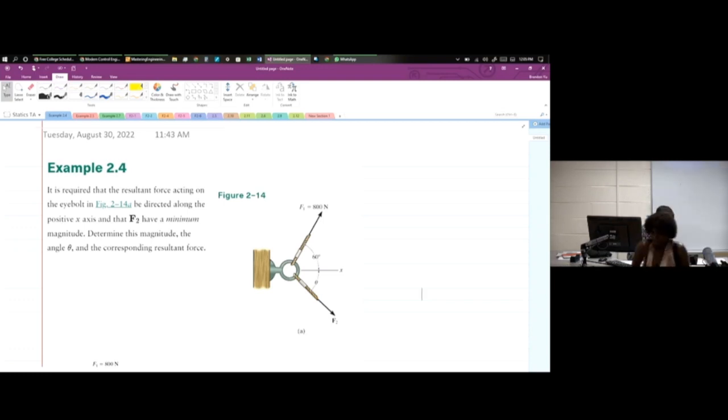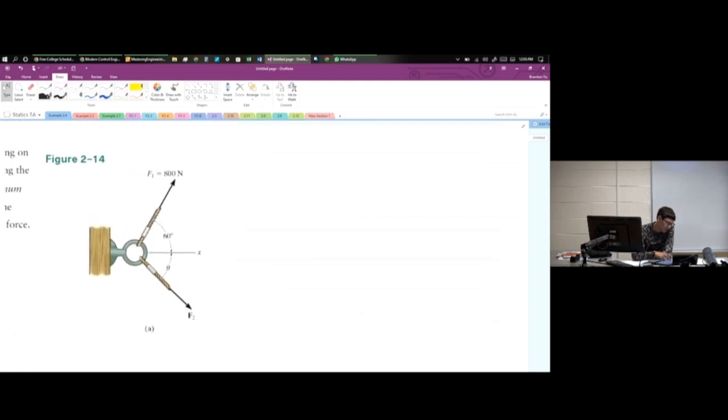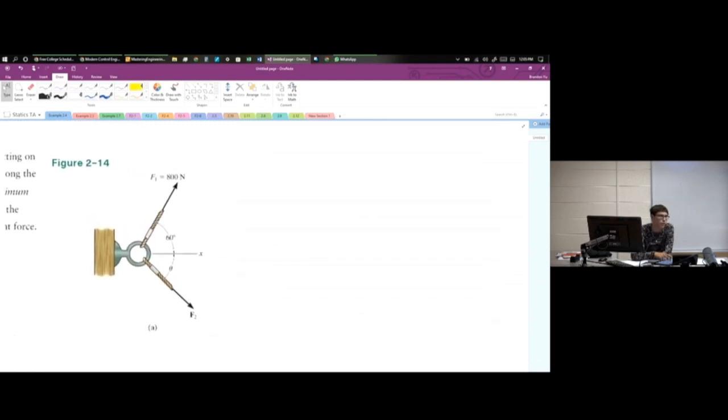So if we start here, we can do the triangular method or the parallelogram method of adding together your forces. So you would have this force right here, which would be F2. I'm going to choose to do the triangular method, so we can move this force to here, and then you would have your resultant force here.